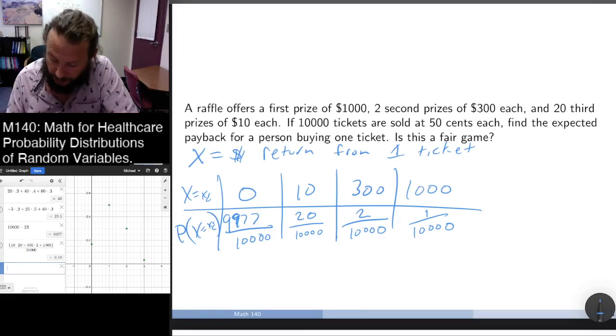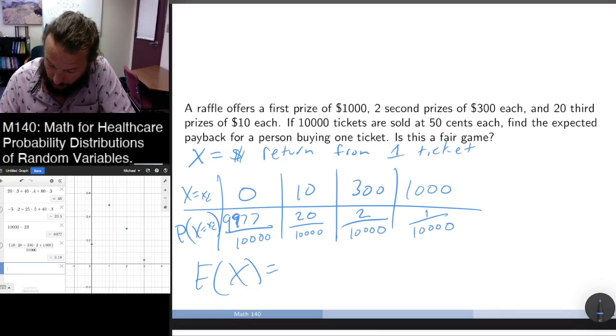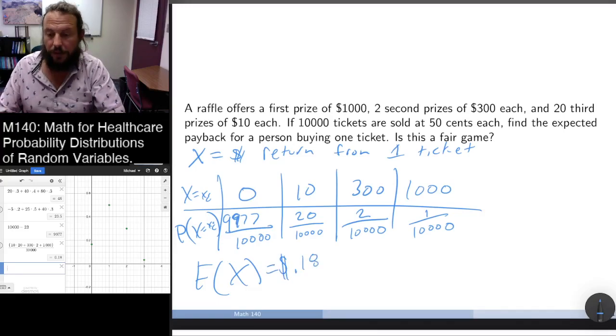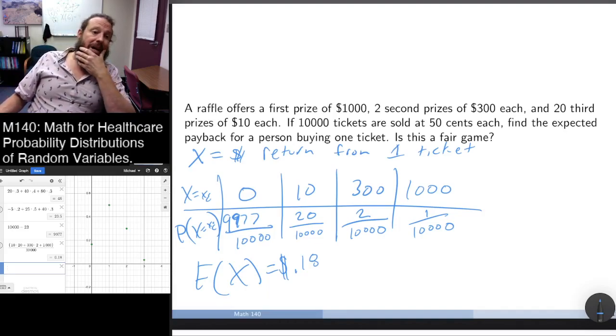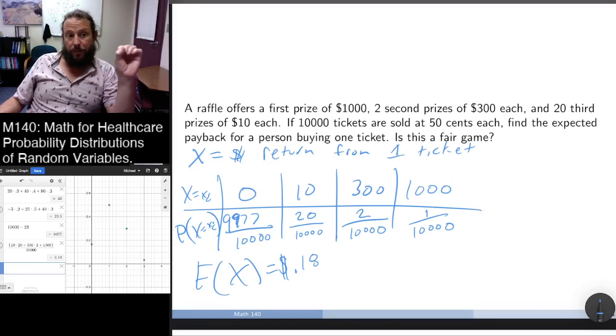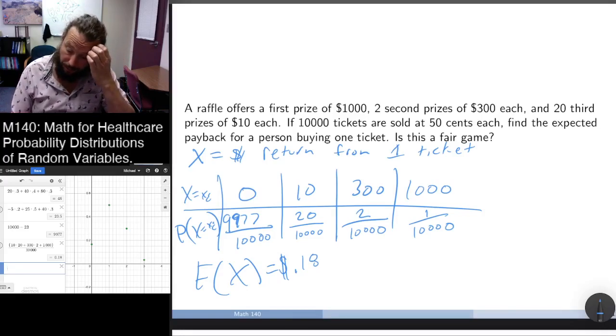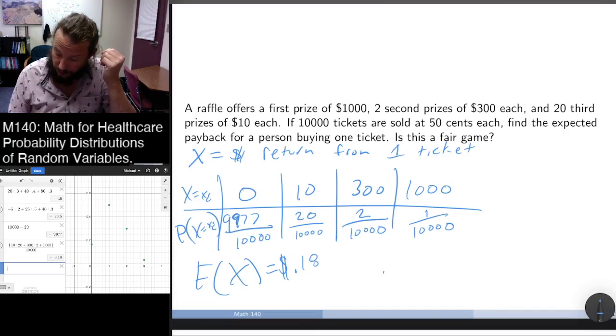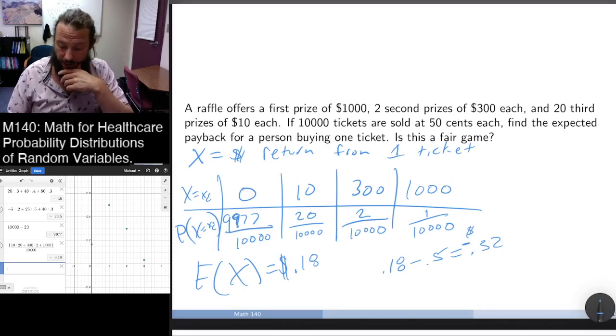Okay. So notice here we get the expected value of X is equal to 0.18, and that's in dollars. Now, notice it's not zero, so it's not a fair game, but really that was the return from one ticket. We weren't thinking about the 50 cents. And really, you would say that a person expects to lose, because everyone has to buy that ticket, minus 50 cents, and we get negative 32 cents. And so, no, it's not a fair game.